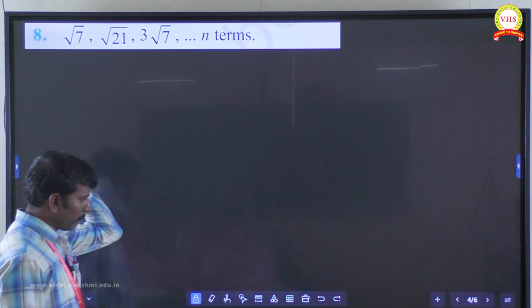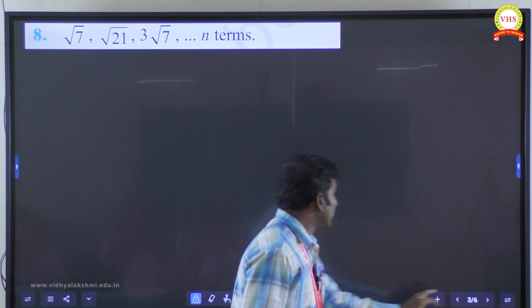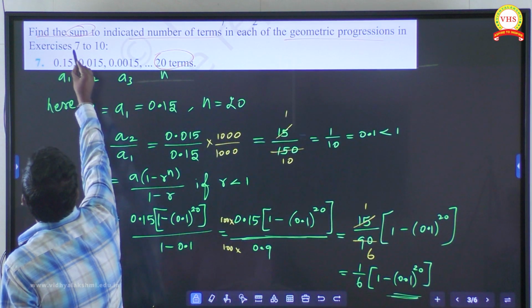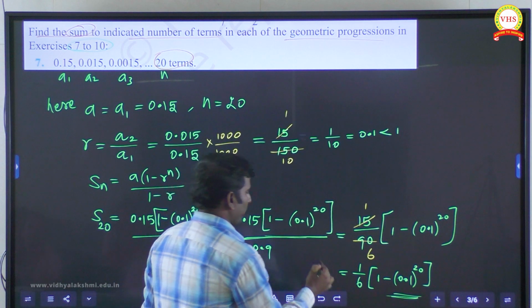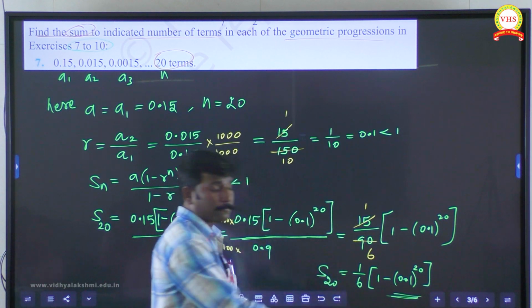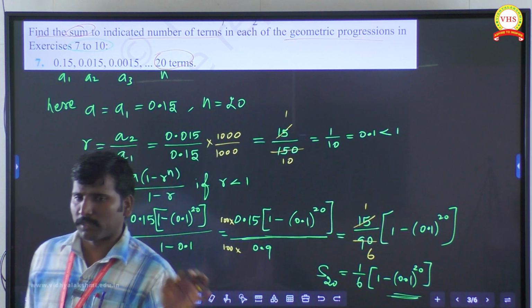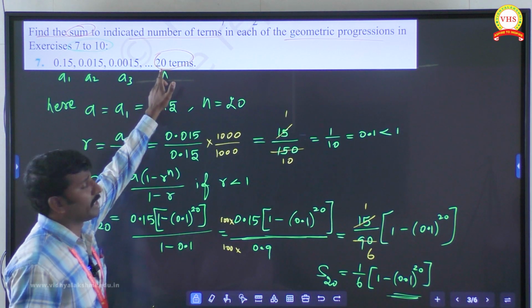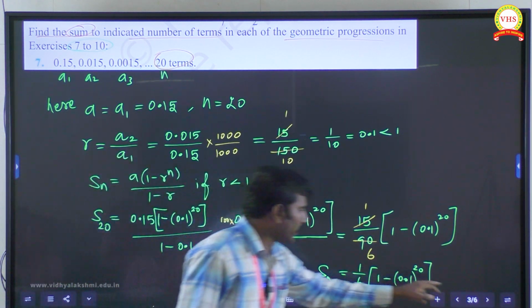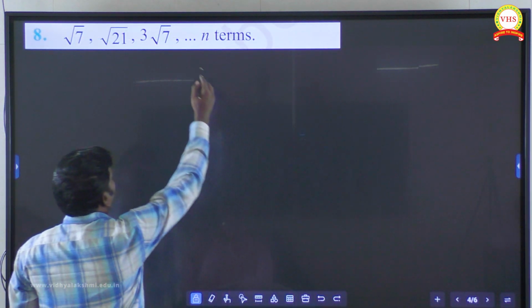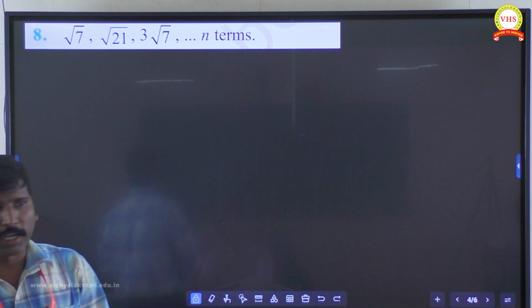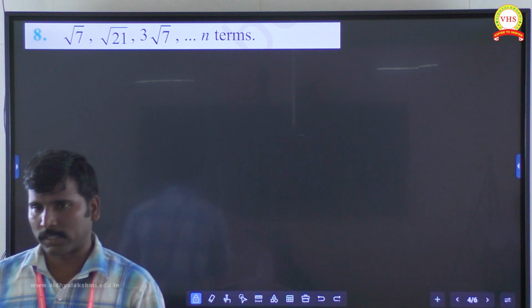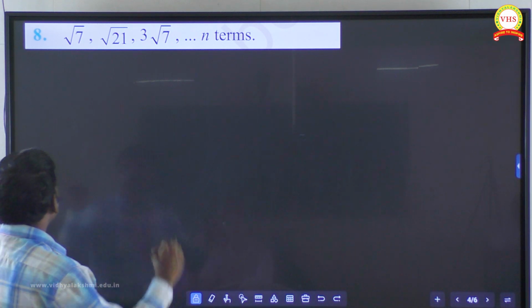The same thing. What is the continuity? They said very clearly from 7 to 10, we have to find the same Sn. What is the indicated number of terms that we have to find? Here they said 20, so S20 I am finding. In the next question, they mentioned n terms, then Sn in general form we have to find, Sn equal to what? Like that till the 10th question we have to follow it. Understand? Shall we? Right.